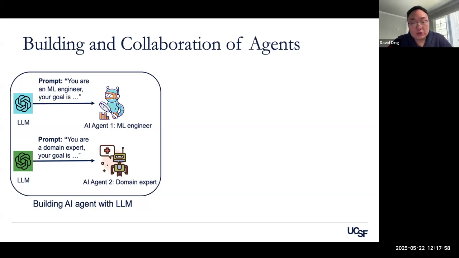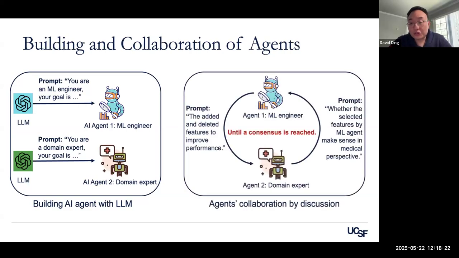So we can prompt the large language model that you are a domain expert, for example, a transplant expert, and your goal is to help us make sure that the input features used for our machine learning model make sense from a medical standpoint, make sense from a transplant standpoint. And after we have built these two agents, we need to let them collaborate with each other.